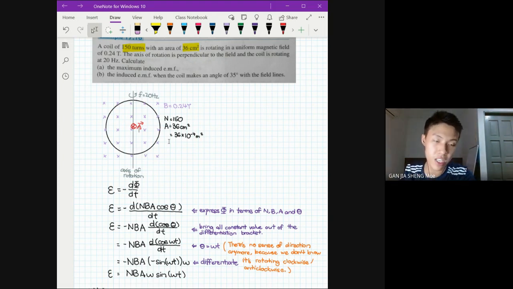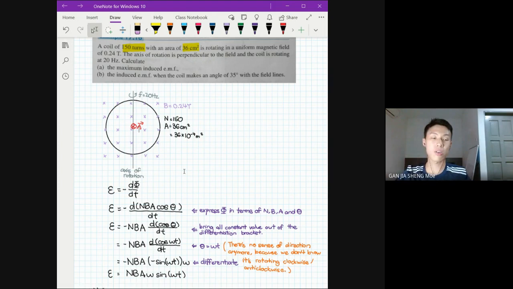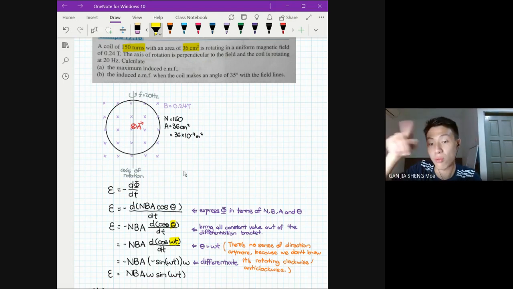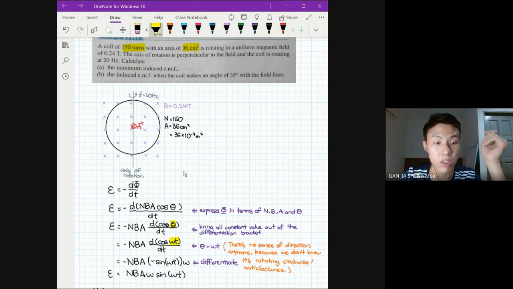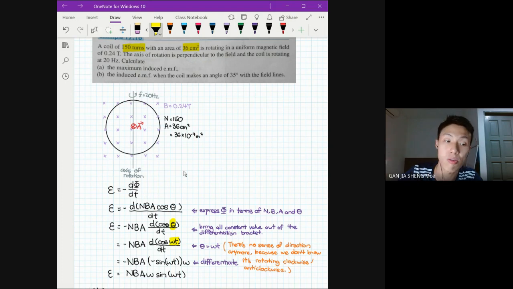Okay, so because of that, the angle will change. So we are going to keep the angle inside here. So how does the angle change? Well, we say that this is rotating at 20 hertz, right? So they already tell you the frequency of the rotation. So you can express the angle in terms of omega t, because as time passes, the coil will rotate through a greater and greater angle, right? So you take omega, the angular frequency, times the amount of time that has passed, then you are able to get back to the angle that you want to fit in right now. You change the angle to become omega t.